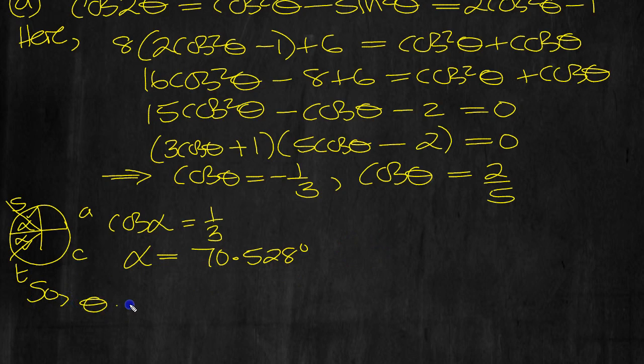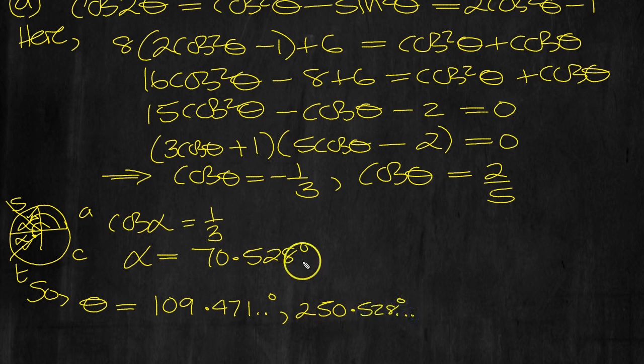So theta then will equal, well, the first one will be around to here, 180 minus this, which is 109.471 degrees. And the other solution here, well, we go around 180 and then add another 70 this, so it's 250.528 degrees, isn't it? Okay, so there's our solution there for the first one.